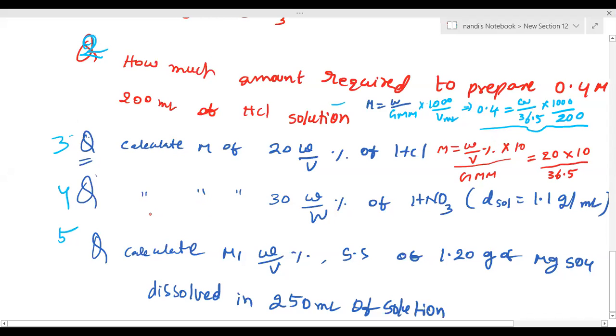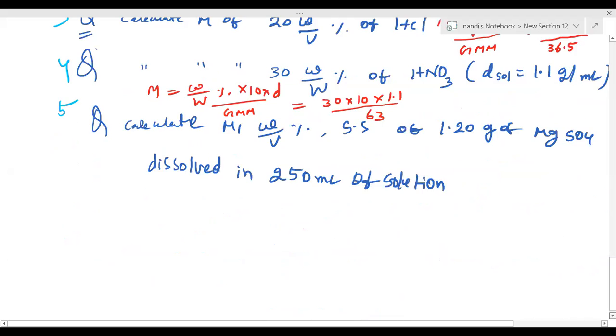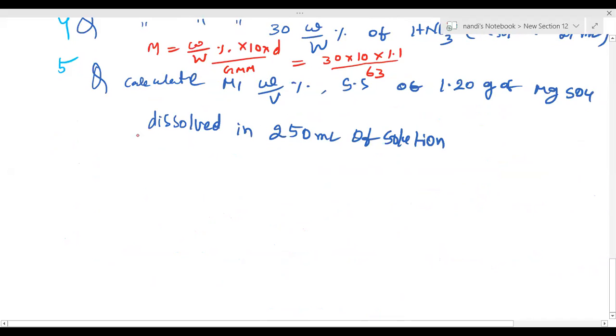And question number 4, molarity equal to W by W percent into 10 into density by gram molecular mass. Then W by W percent is 30 into 10 into density 1.1. HNO3 molecular weight is 63. By solving this, you will get your answer. Now last question you can do, sir.